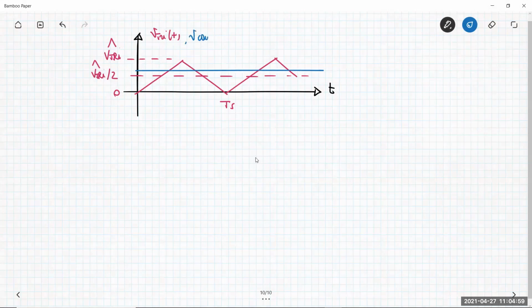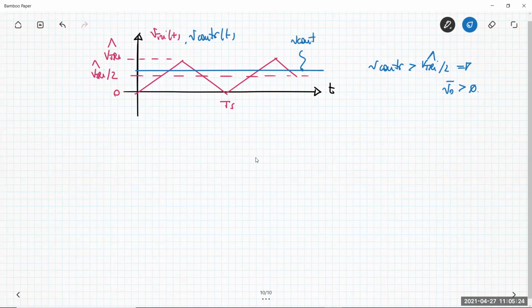So this is the control voltage. Since the control voltage is higher than V triangular peak divided by 2, I'm expecting that the average output voltage should be higher than 0. This is the total control voltage, but this is again the control voltage for the leg A, and this is the control voltage for the leg B. Now I'm using the same control voltage for both.